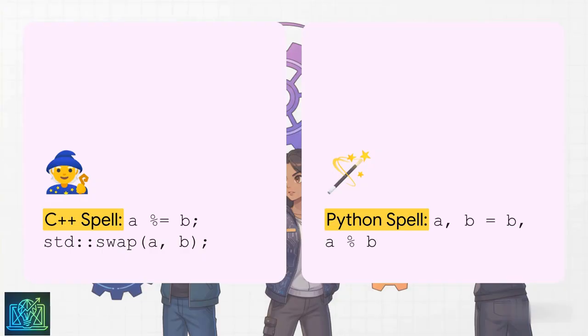That's the GCD. Of course, this ancient ritual has a written spell, which is what we call code. Let's look at C++. We use a while loop, which basically says, keep doing this until b becomes 0. This line here, a%b, that's how we find the remainder. And std::swap(a, b), well, that's us swapping the gears.